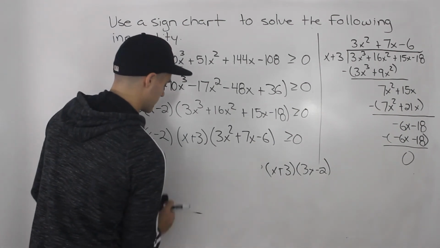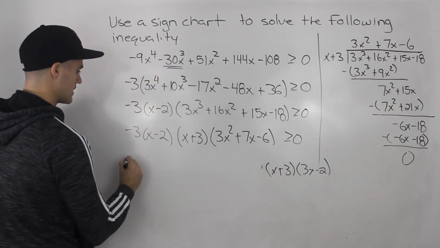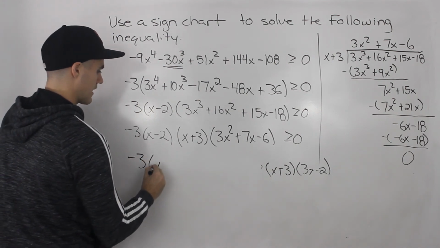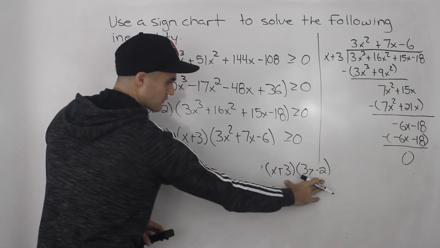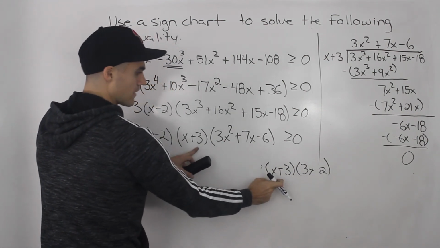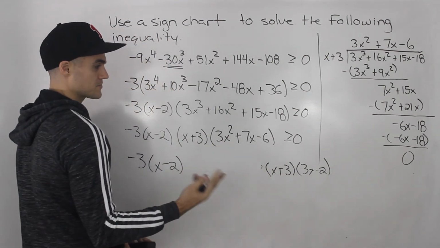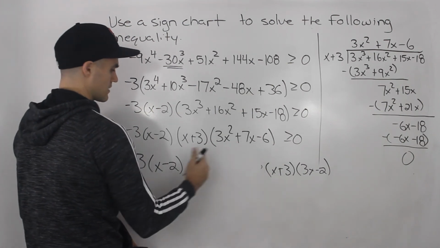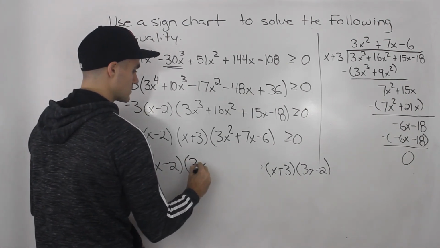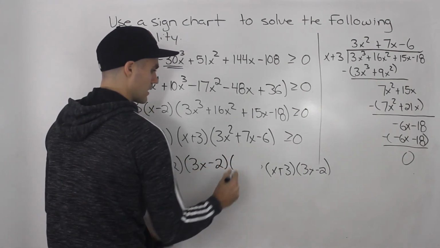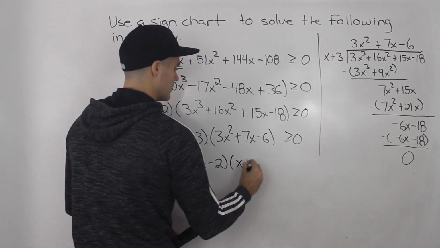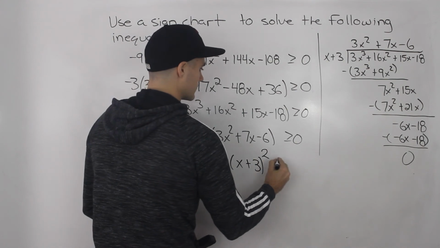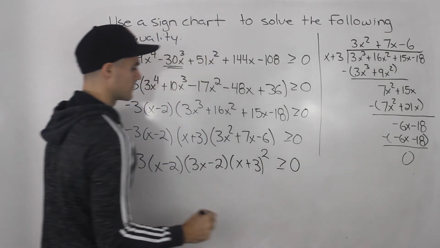So now what we have is negative 3, x minus 2. Now notice that this quadratic is going to factor into these two, and then we have x plus 3 twice. So it's going to be x plus 3 squared. So we'll put that at the end. So we'll put the 3x minus 2 first. And then we got x plus 3 squared, greater than or equal to 0.